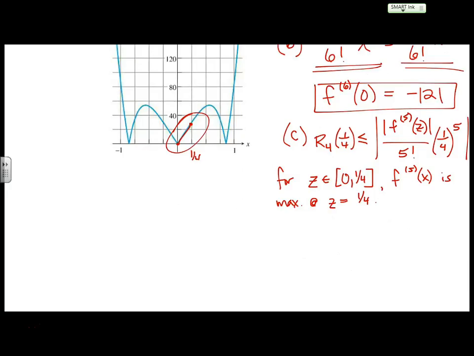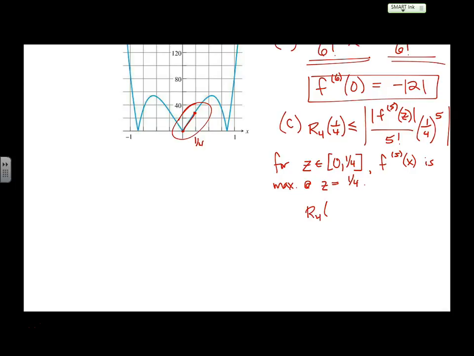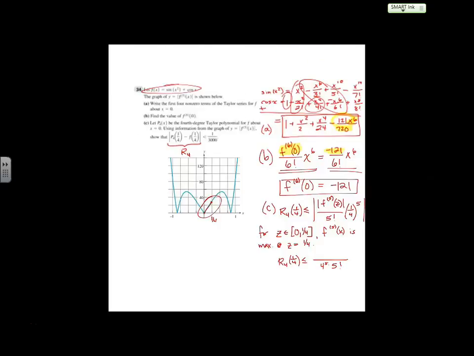So r sub 4 of 1/4 is less than or equal to, what do I have down below? Absolute value, I don't have any negatives, I can ignore that. I have 4 to the 5th times 5 factorial. On top, wait a minute, how do I know exactly what that is? This is the slope. So you go up one.